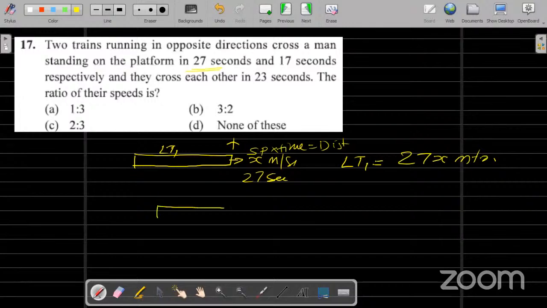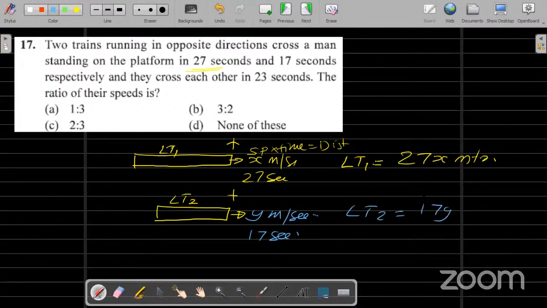Now the second train has a different length and crosses the same person. Let the speed of the second train be y meters per second, and it crosses the person standing on the platform in 17 seconds. So the length of the second train will be 17y meters.